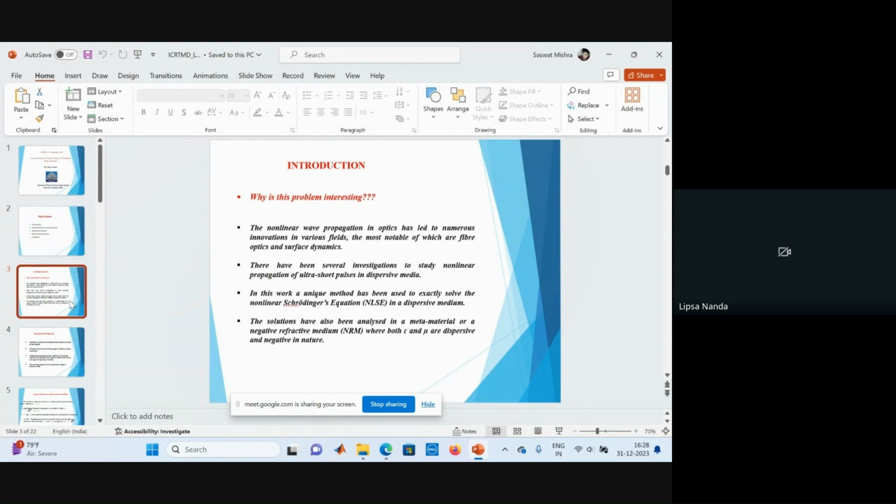In this case, the nonlinear metamaterials are obtained by embedding an array of thin wires and split ring resonator structures in a nonlinear dielectric medium. In this work, a unique method has been used to exactly solve the nonlinear Schrodinger equation in a dispersive medium. Dispersive means that the dielectric permittivity and the magnetic permeability are both dispersive and negative in nature. That's what we deal with for the negative refractive index medium.